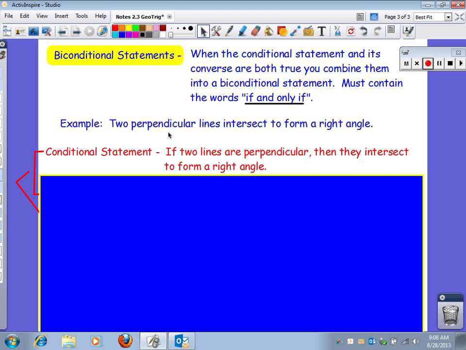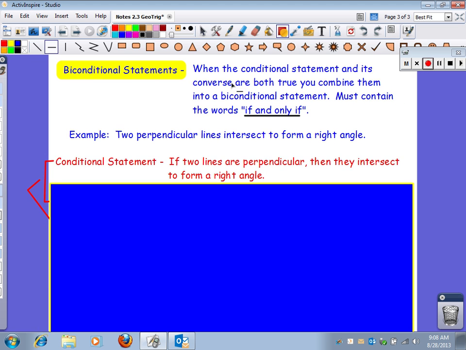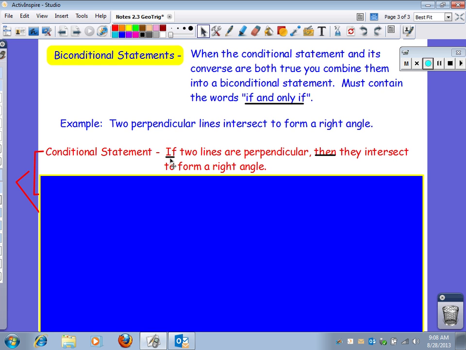So from this example, we made a conditional statement. We put an if and a then. So notice the if and then. Those have to be in there for it to be a conditional statement. So if two lines are perpendicular, then they intersect to form a right angle.